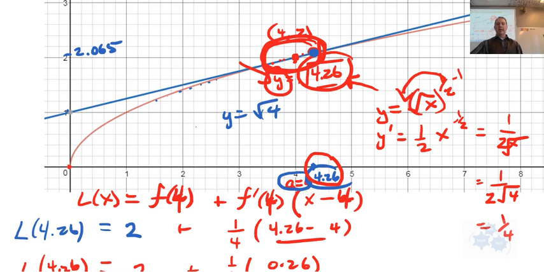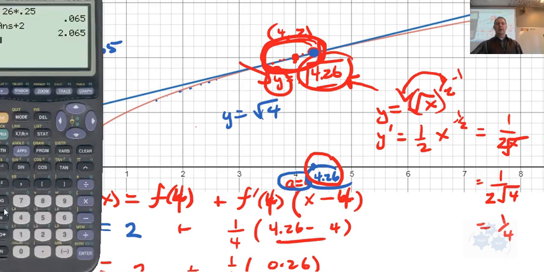So let's see how we did. Check with our calculator. Now we can just double check. The square root of 4.26 is, look at that, 2.06397. So we are just a couple thousandths off, right? I mean, we're pretty close, right? Just a factor of 1,000 there. So pretty close. So that's a very good linear approximation.